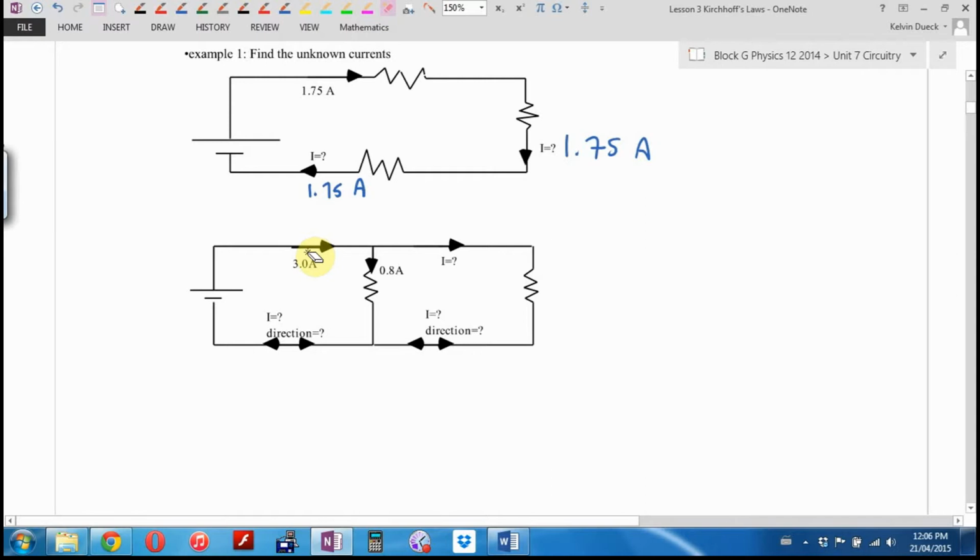How many amps right here? How many amps left the battery, by the way? 3 amps. Here's a junction. How many amps went this way? 0.8. How many amps must have gone this way? Do the arithmetic, preferably in your head. Zach? 2.2. Must be.